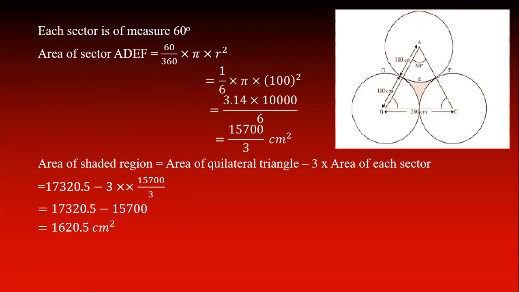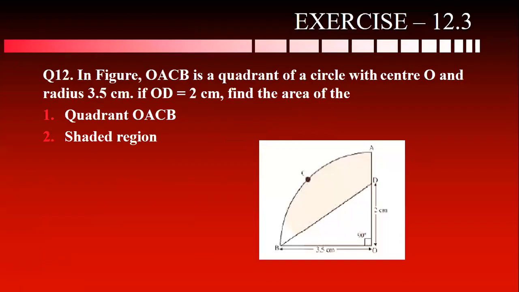So when we substitute that, we get the final answer to be 1620.5 centimeter square. So this is the area of the shaded region.